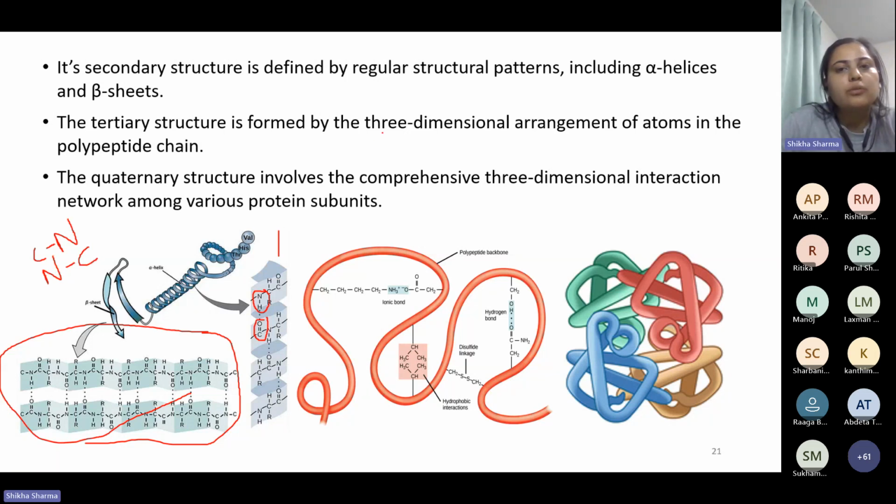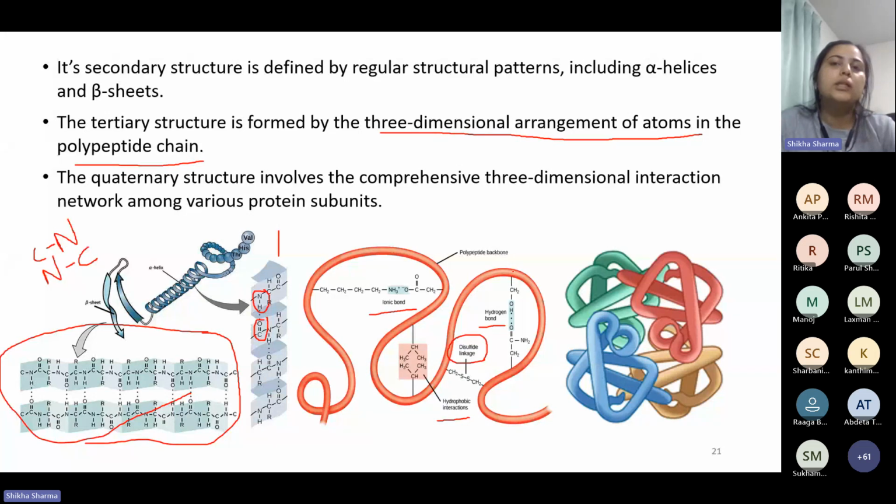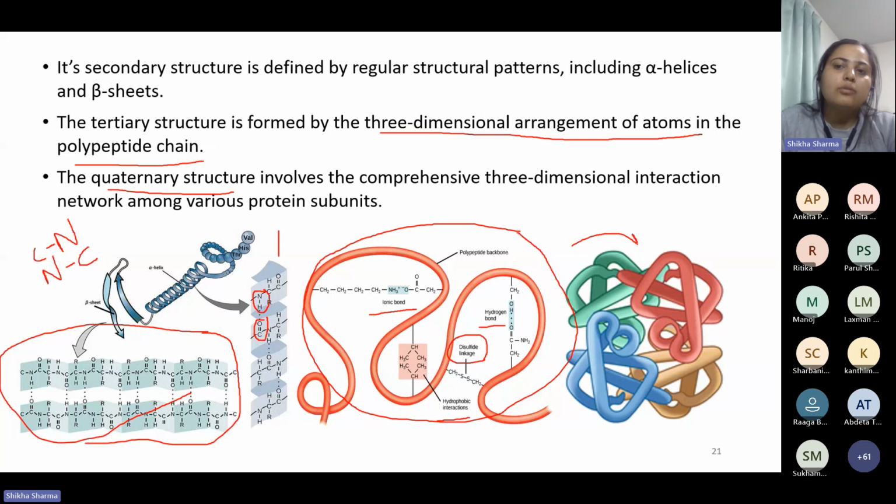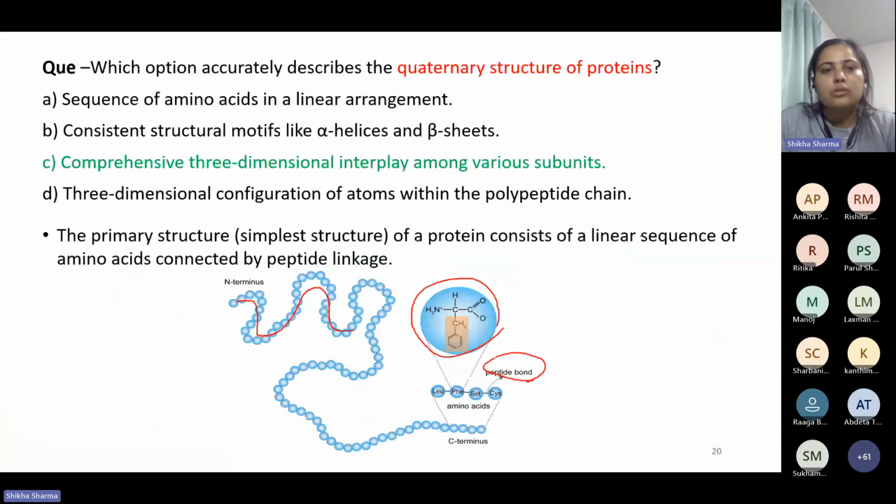So in the tertiary structure, there is three-dimensional arrangement of atoms in the polypeptide chain. So here it's the polypeptide chain. There can be ionic bonds, hydrophobic interactions, disulfide linkages, hydrogen bonds, and because of these bonds, it forms such a three-dimensional arrangement. And in the quaternary structure, this kind of tertiary structure will be there, and there are so many like that, and there will be 3D interaction between the protein subunits. This is one subunit, and there will be many subunits like this. So option C is correct, the three-dimensional interplay among various subunits.